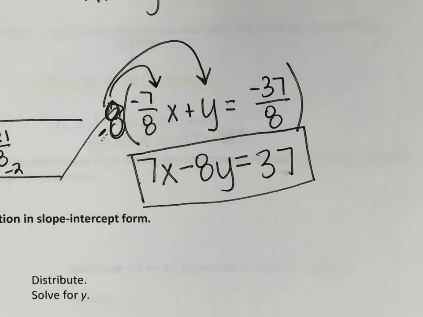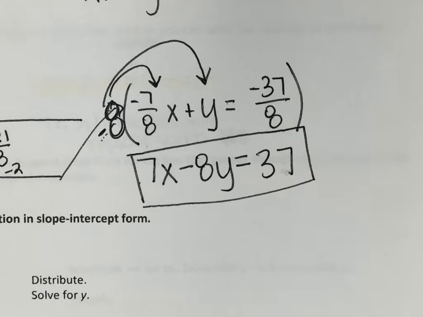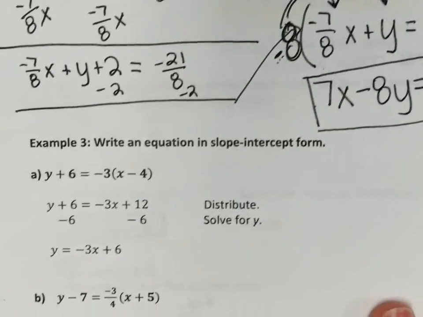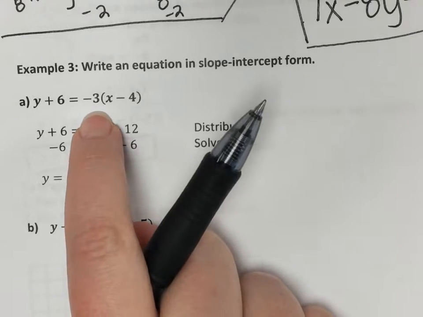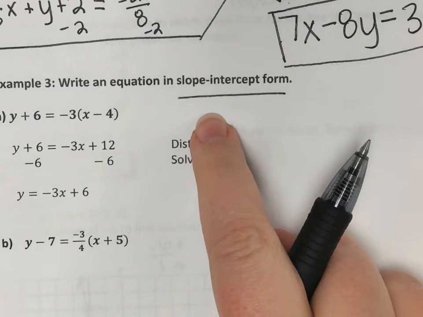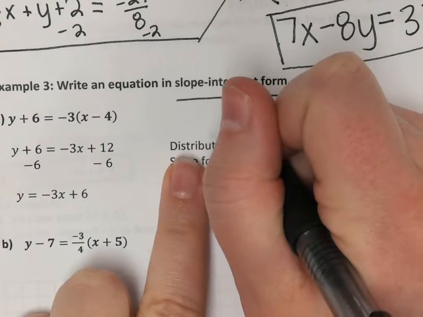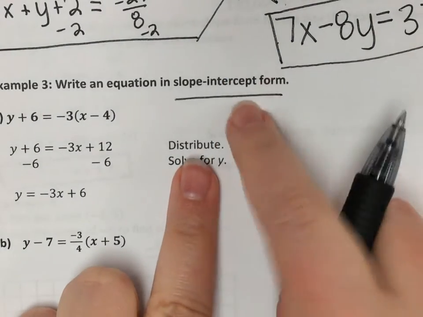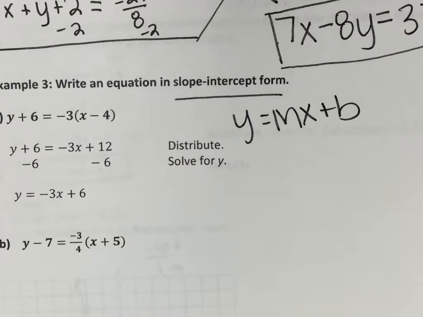Only one more thing. This one's easier, but this one's the hardest part of this. So on example 3, this time we're starting in point slope and we're changing to slope intercept form. Now it doesn't have slope intercept form written down for us. What is it? Y equals mx plus b. Slope intercept form. Y equals mx plus b.